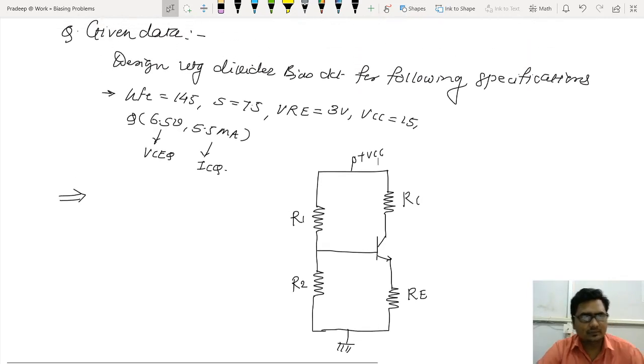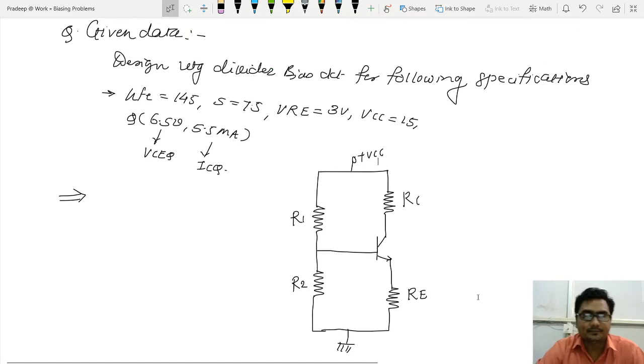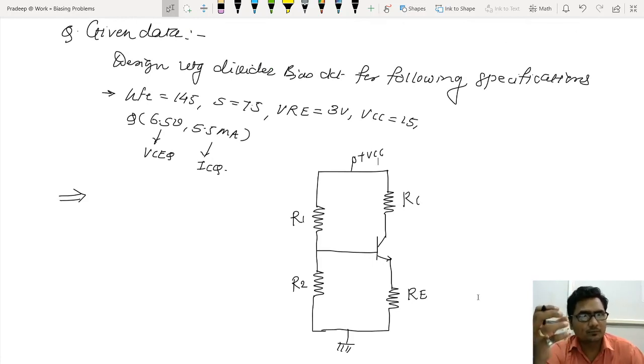We have to design a voltage divider bias circuit, which means we have to calculate values for the resistors in the circuit, that is R1, R2, RC and RE. To calculate those values, the data HFE, stability factor, VRE, VCC and Q point is given. With the help of those specified parameters, we have to calculate values for R1, R2, RC and RE.